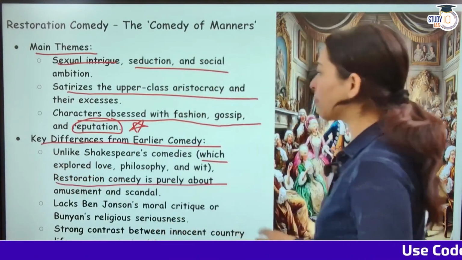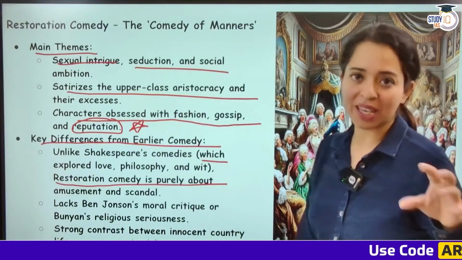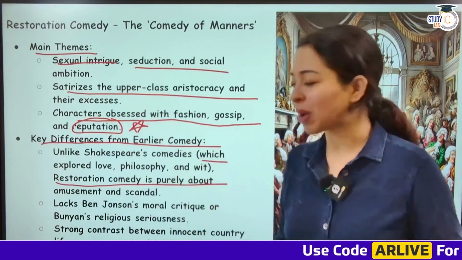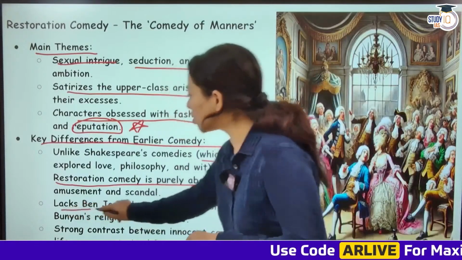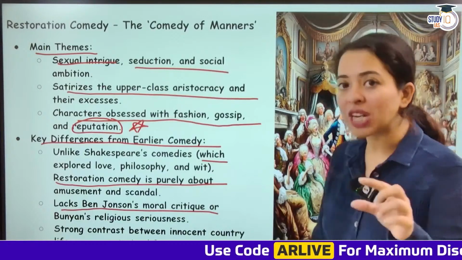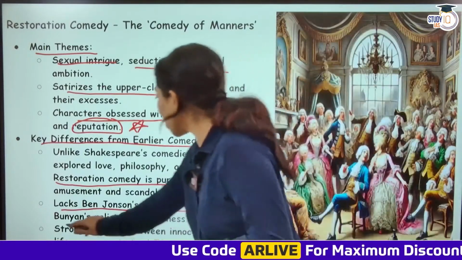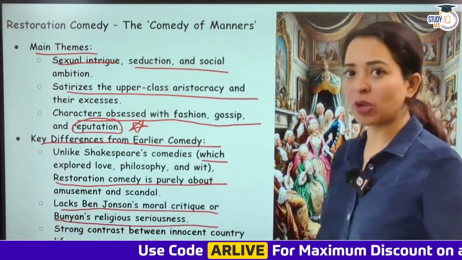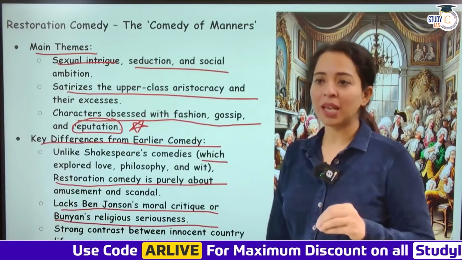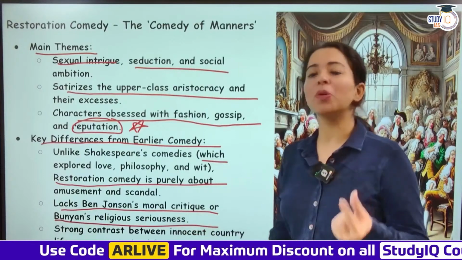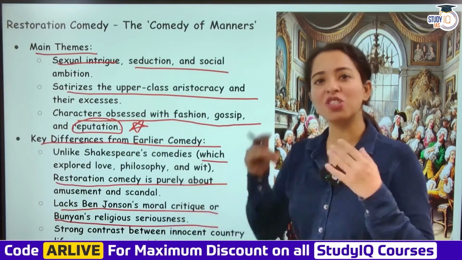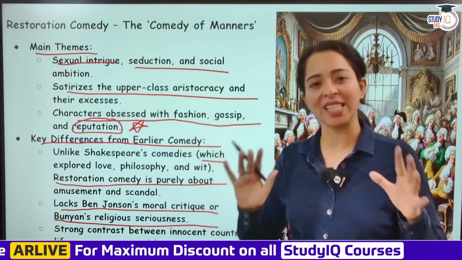Restoration comedy is purely about amusement and scandals. Okay, meaning this was a scandal, that was a controversy and all that. That was about it. So it lacks Ben Jonson's moral critique or John Bunyan's religious seriousness. Ben Jonson was from the Shakespeare period. Okay, so it did not have any moralistic tendency to it. Ben Jonson also wrote comedy of manners, but in his plays there was something to learn. Here it was just about scandal, entertainment, controversy, that's all.